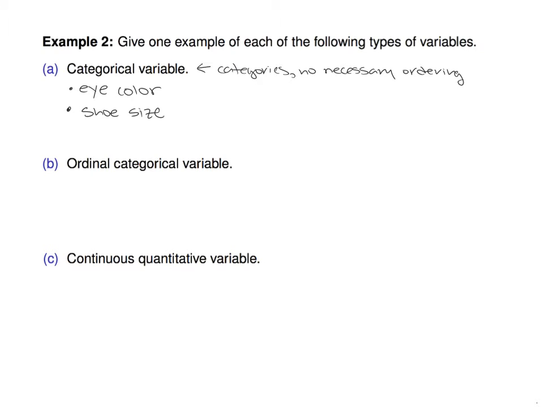An ordinal categorical variable is a categorical variable that has an order. So shoe size has an order, and you fall into a category. Another example could be a tax bracket. That's an ordinal categorical variable. A continuous quantitative variable. Continuous means that all sets of values in some interval are possible. So height is a good example of a continuous variable. Weight is another one.